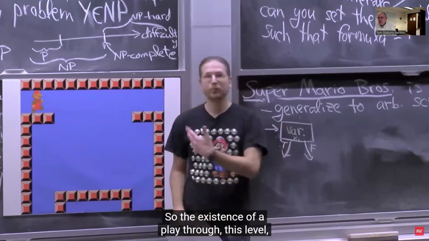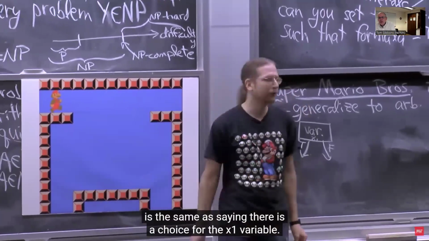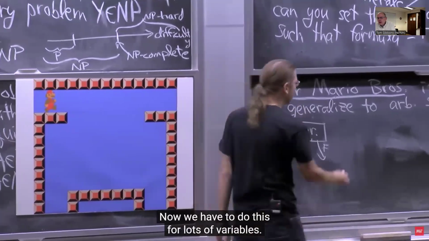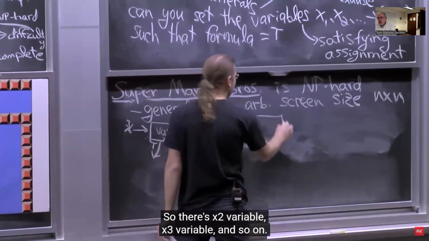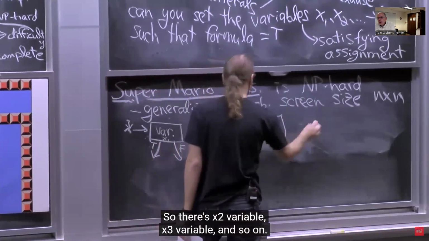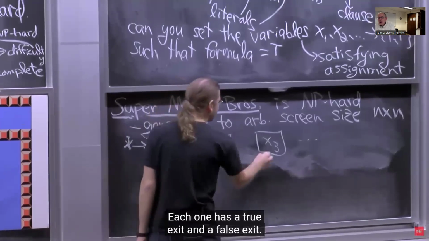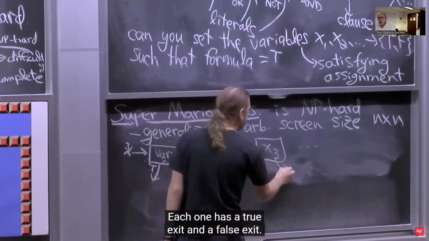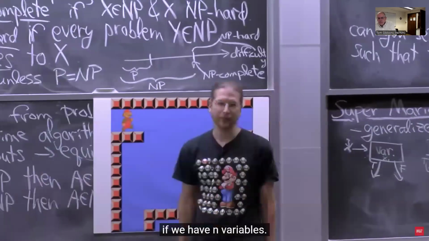The existence of a playthrough of this level is the same as saying your user choice for the x1 variable. Now we have to do this for lots of variables. So there's an x2 variable, an x3 variable. Each one has a true and false exit. The level will have n instances of this if we have n variables.